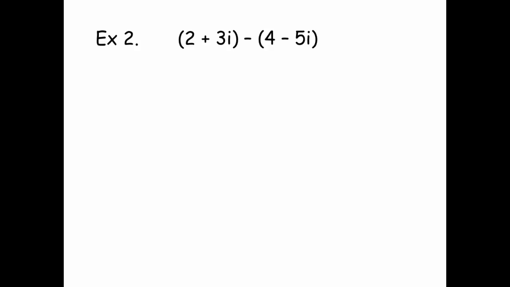In the next example, we're just going to change from addition to subtraction. Since addition and subtraction is really the same type of operation, just with negative numbers, we're still going to combine our like terms. However, I suggest that you think of distributing this negative sign before doing so, and really turn it into an addition problem. So we still have a 2 plus 3i minus 4 plus 5i.